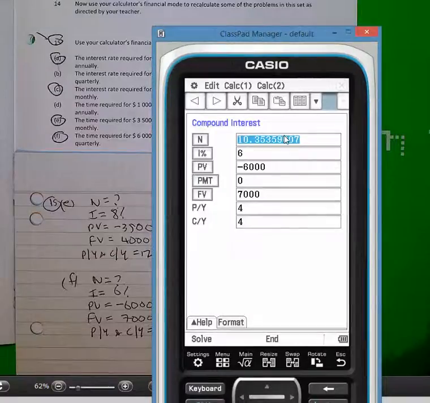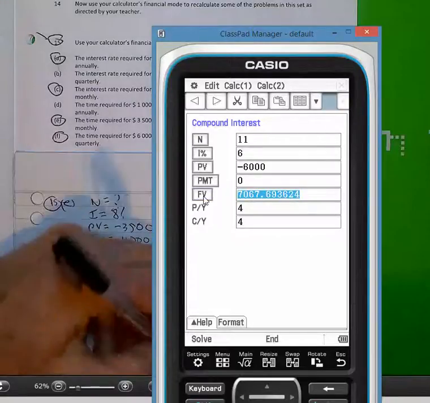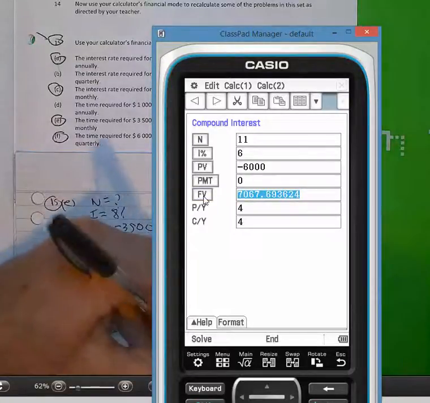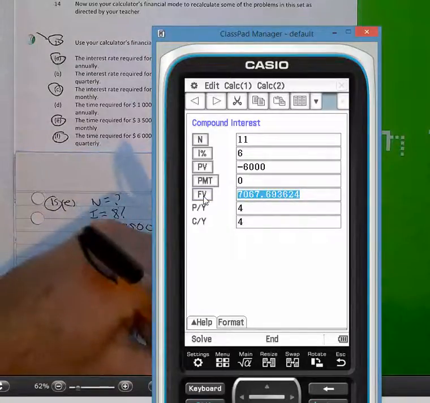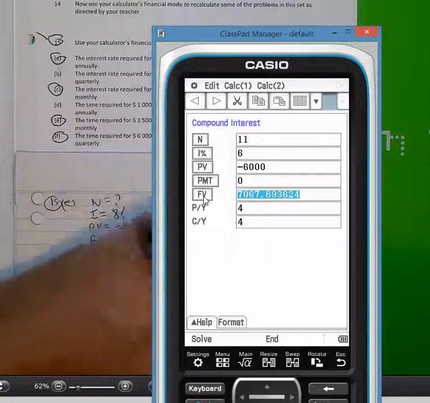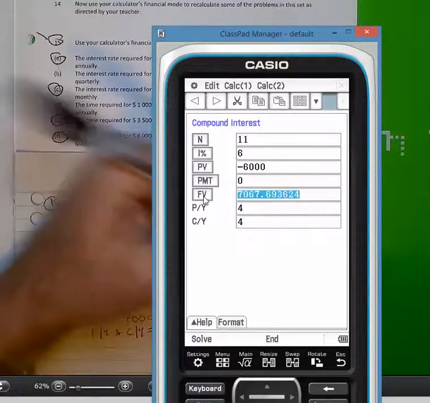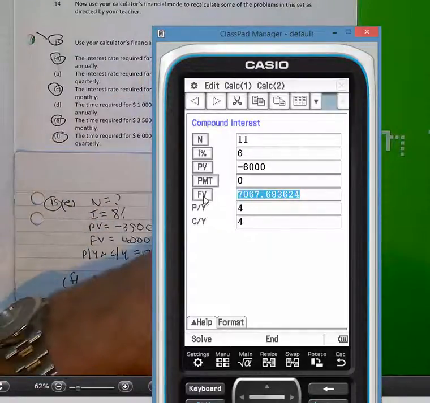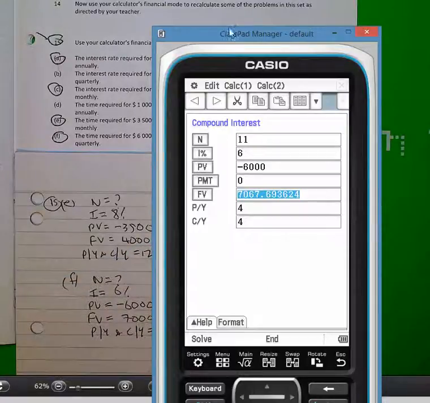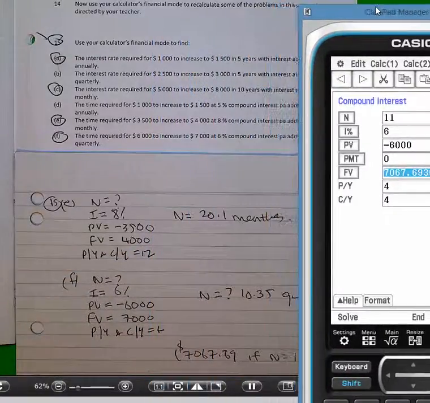Now, I just want to show you very briefly what would happen if, say, I put down 11. And what would the money be worth then? So I'll put in brackets down here, 7,067.69 if n is equal to 11 quarters. Take some time to get familiar with the operations of your calculator.